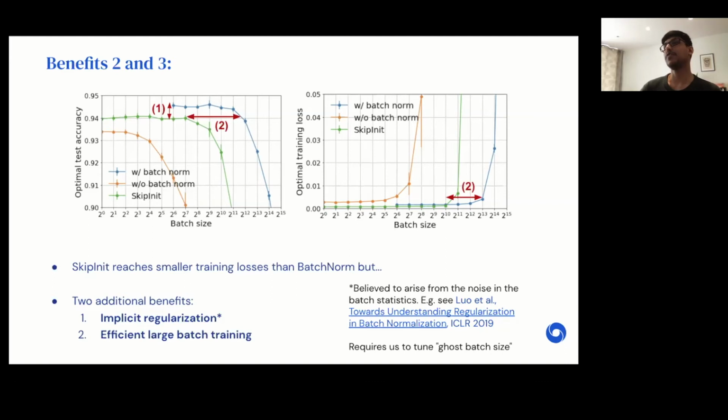And in addition, if we now look at how performance changes as the batch size grows, we see that batch norm can hold its performance at a constant level for a higher batch size compared to skip-init. Skip-init's performance starts getting worse at batch sizes greater than 128 in this case. Whereas batch normalization can hold its performance to a much higher batch size, which means that it can efficiently use larger batch sizes, which helps in speeding up training if we are parallelizing across different machines.